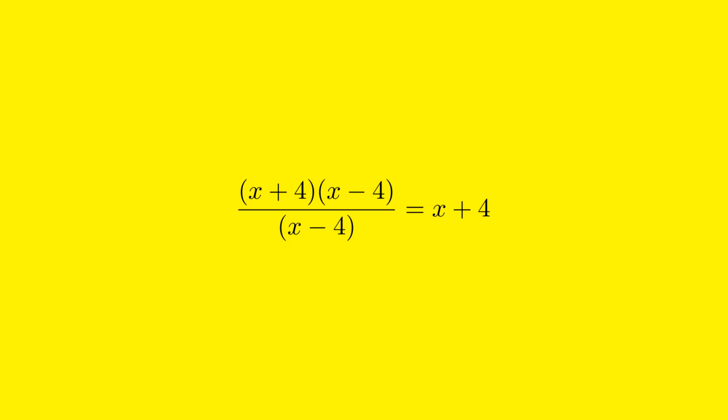Since x minus 4 divided by x minus 4 equals 1, therefore, the simplified form of the rational expression is x plus 4. This is the final step.